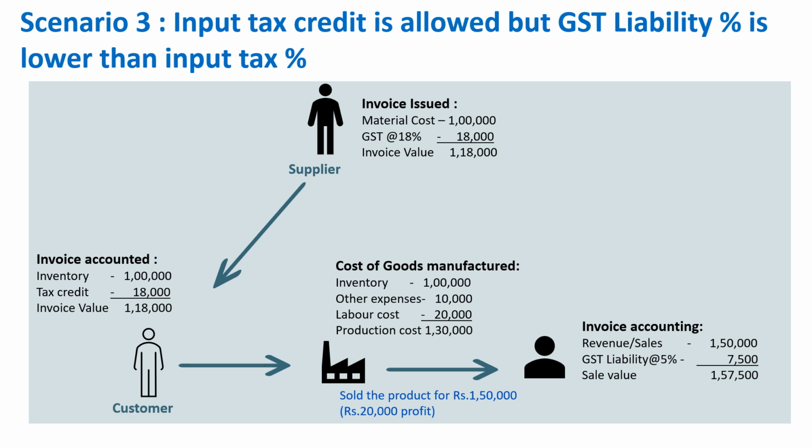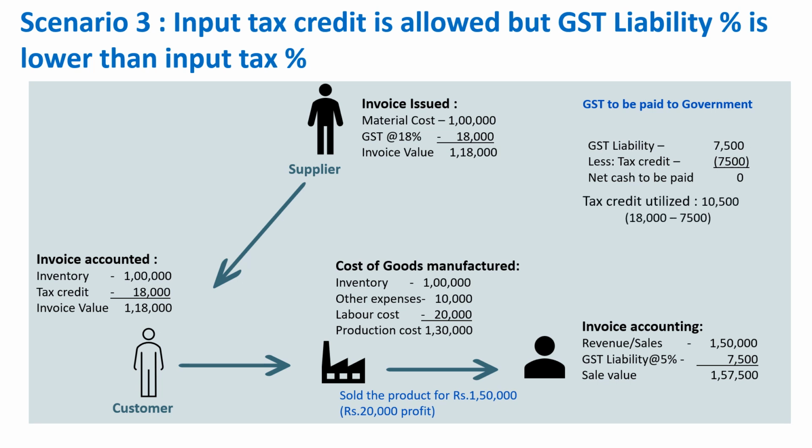So what's happening here? The customer has paid 18,000 to its supplier, but when the customer is selling to its retail customers, it is charging only 7,500, which is lower than 18,000 rupees. So what is happening in this case? The GST to be paid to the government is GST liability 7,500 less tax credit 7,500. So no cash is paid, right? Now we'll understand in accounting form in the next slide.